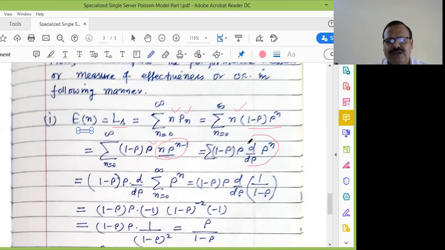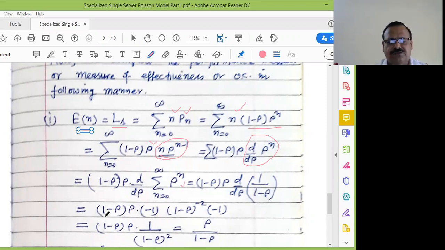So this very value may be written like this. Some d by d rho, and rho^n is nothing else, but when you take the derivative, you will find this expression. Okay, 1 minus rho, and rho is taken outside, and d by d rho is also taken outside. So the summation over this rho^n is going to be this, and applying the same geometric series, you will find the answer is this one.